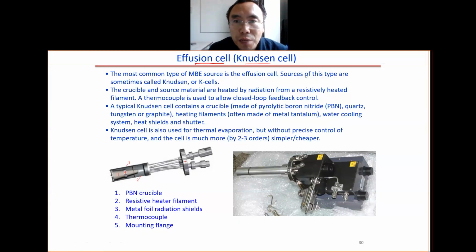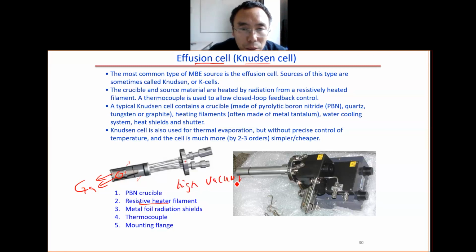But this one is more complicated. You can see we have the crucible here. This is the crucible, and the vapor will come out like this. We have resistive heating. But because this is very high vacuum, the heating is done by radiation from the resistively heated filament, because at very high vacuum there is no thermal conduction. The thermal conduction is very, very low. We also have this radiation shield, and we have a thermocouple. So we have very precise temperature control. This thermocouple controls the temperature to within 0.1 degree accuracy and gives the feedback. So we have closed loop feedback control to give 0.1 degree temperature control.